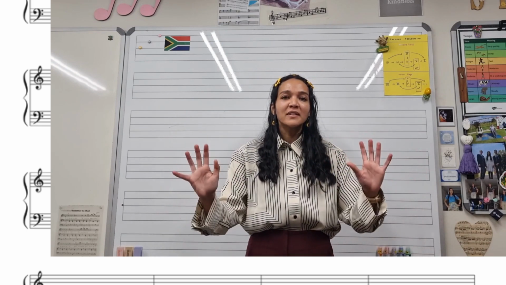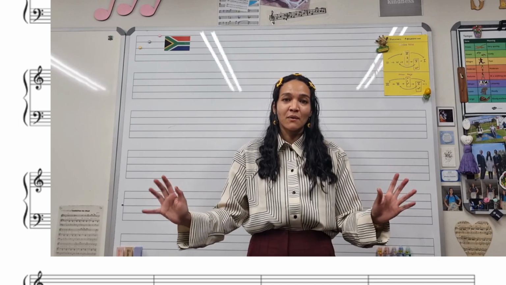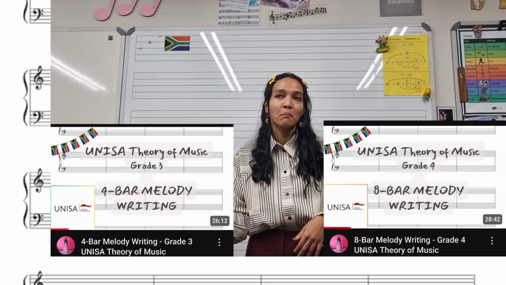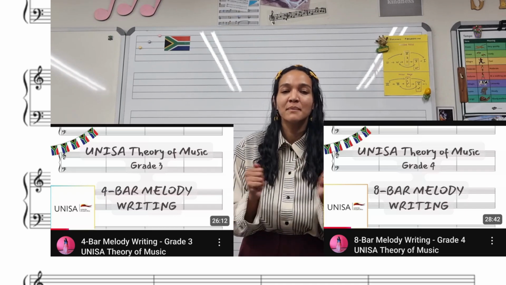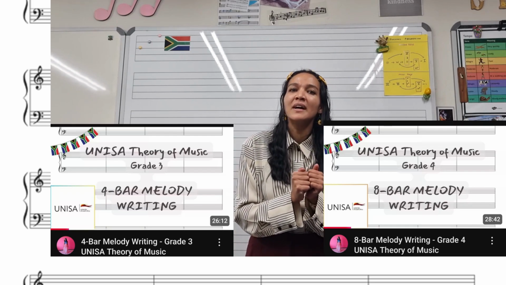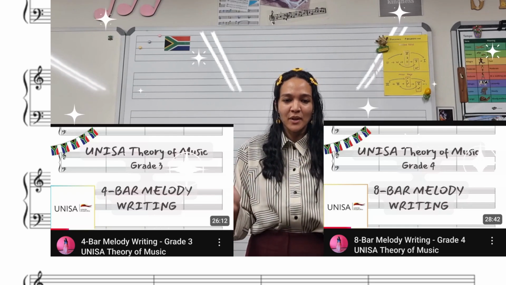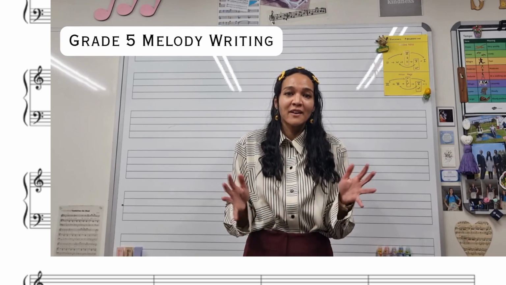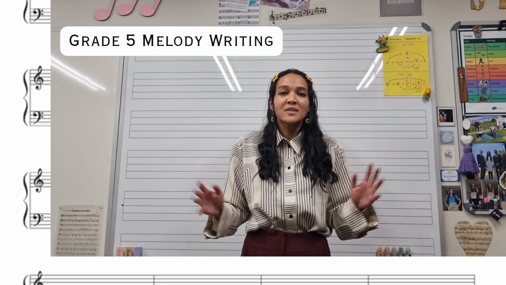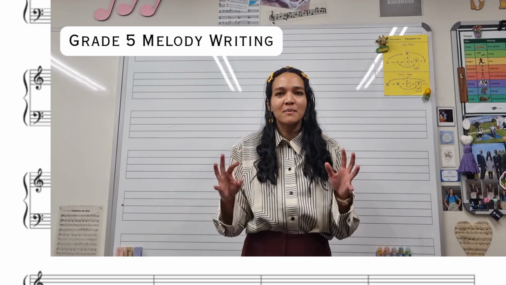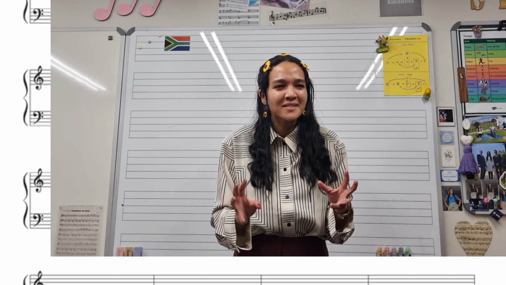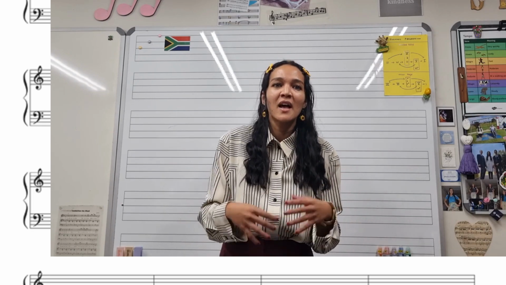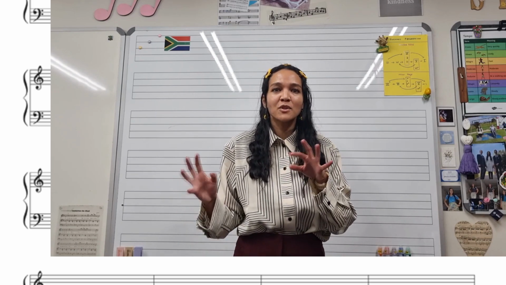If you have not yet watched the melody writing videos on 4-bar melody writing and 8-bar melody writing for grade 3 and 4 respectively, please go ahead and watch those, because this video takes those foundations and builds on them from here. Today we are looking at grade 5 melody writing. So it's still 8-bar melody writing, but we have some more requirements. In the past few past papers, this has been question 7, and the question reads as follows: complete the following melody for an instrument of your choice.